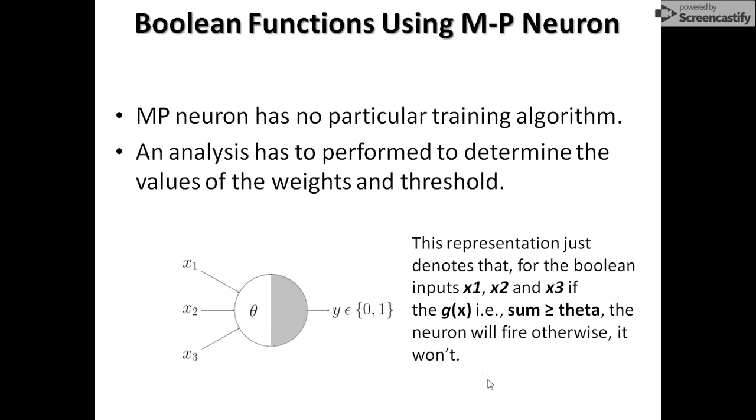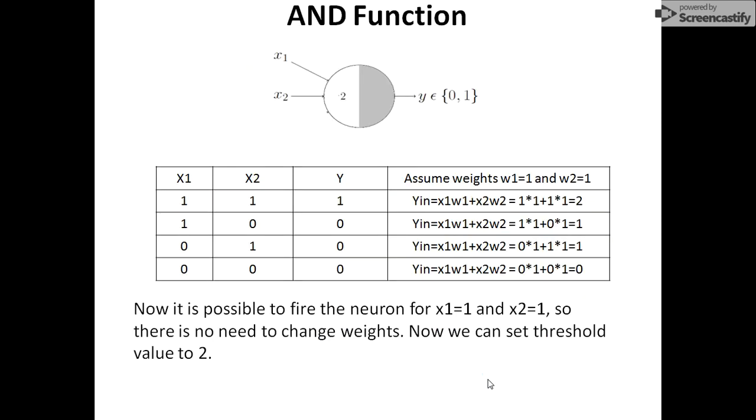So we are taking some examples of Boolean functions using the MP neuron. First we are taking the AND function, and you know that in case of AND, the specific condition is: if x1 is true and x2 is true, if both the inputs are true, then only the output will be true. Otherwise, in every condition the output will be false.